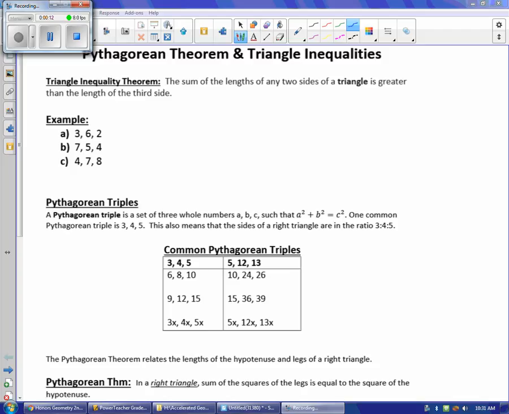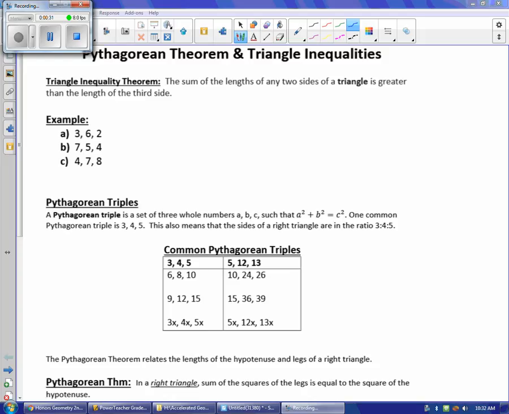Okay, so first we're going to look at the triangle inequality theorem, which says the sum of the lengths of any two sides of a triangle is greater than the length of the third side. So if we look at these examples, we have apparent side lengths of triangles, and if we check this theorem with those, we can determine if those three sides can make a triangle or not.